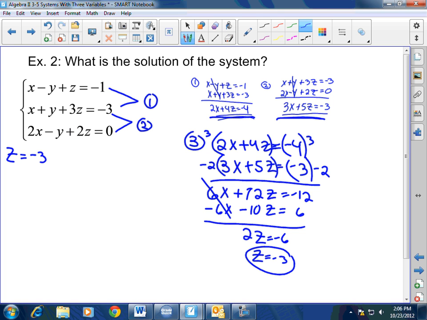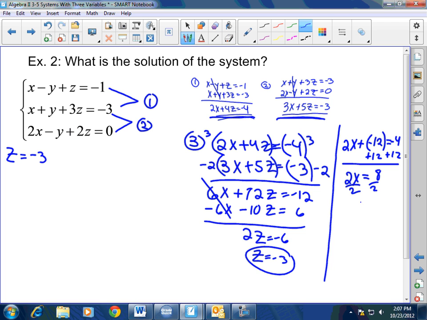Now that z is negative 3, I'm going to plug it into either one of these equations. So I've got 2x plus a negative 12 equals a negative 4. Add the 12 to both sides. 2x equals 8, divided by 2. No, because that's a negative 4. No, my bad. It's just very tiny. Sorry, kid. Sorry to cause confusion there. 12 minus 4 is 8. 8 divided by 2 is 4. So I'm going to put that bad boy over here as well.